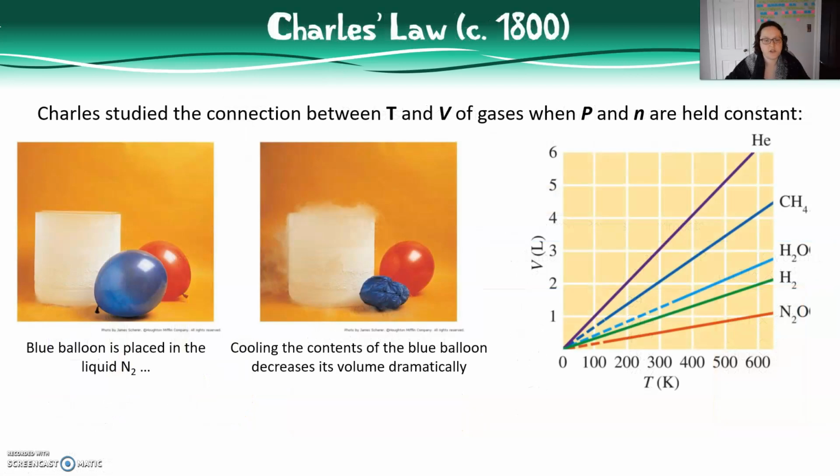Next, Jacques Charles studied the connection between temperature and volume of gases while holding the pressure and the number of moles of gas constant. For example, the red and blue balloons shown here contain the same amount of gas, and the pressure exerted by the gases inside the balloons matches the pressure exerted by the atmosphere on the outside of the balloons. Note that the two balloons are the same size because the amount of gas, the pressure, and the temperature of the balloons are the same initially as we see here.